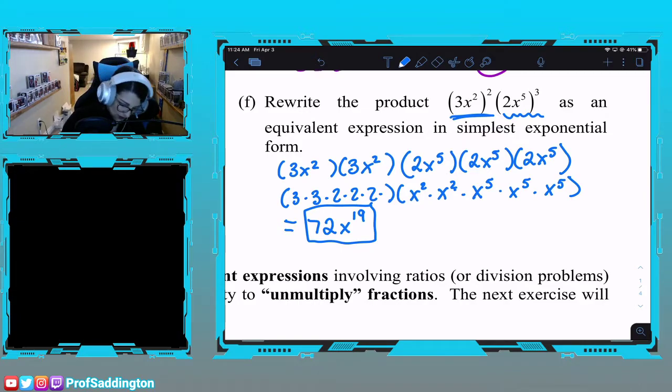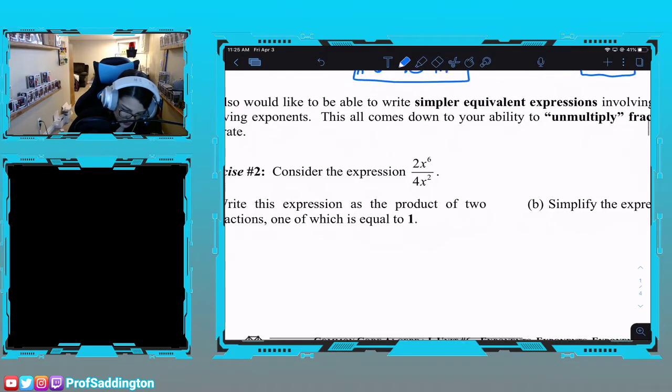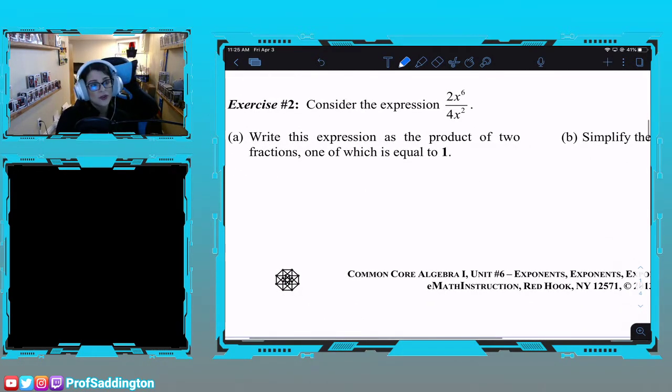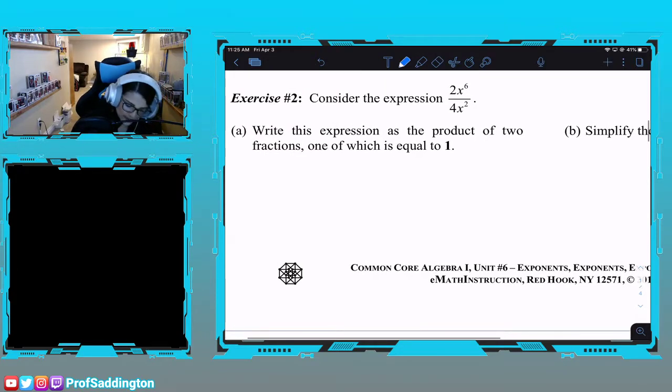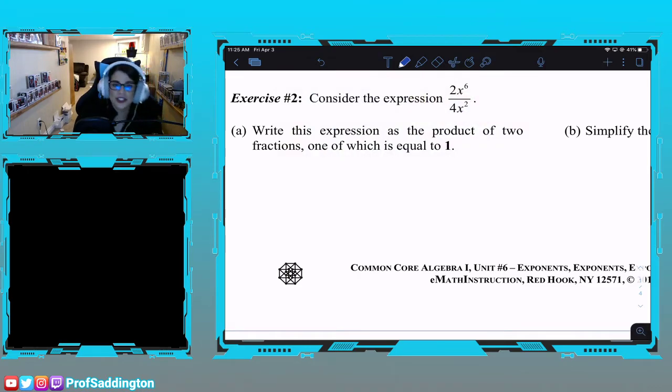Okay. So that's with multiplication. But let's think of division now. So if with multiplying we were adding our exponents, that means with dividing we're going to be subtracting our exponents. So it says, consider the following expression, 2x to the 6th divided by 4x squared. There's a couple ways to look at this. It says, write the expression as a product of two fractions, one of which is equal to 1.